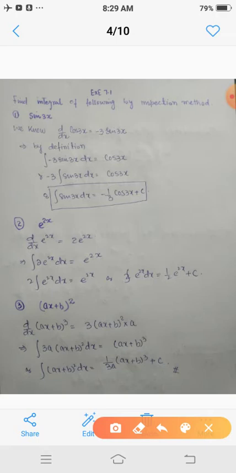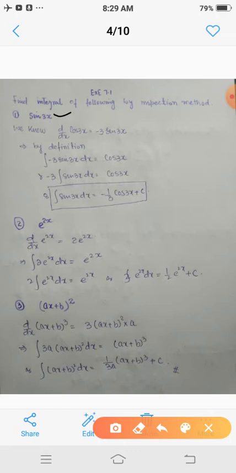The first question is: find the indefinite integral of sine 3x. In the definition of the indefinite integral, we have to find that function whose derivative is this function. So let us consider that function whose derivative contains at least this term, that is sine 3x, without constants.